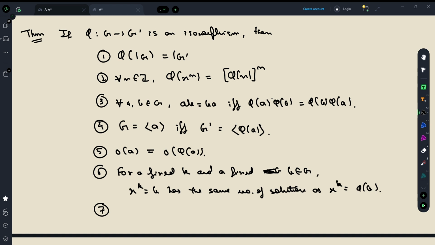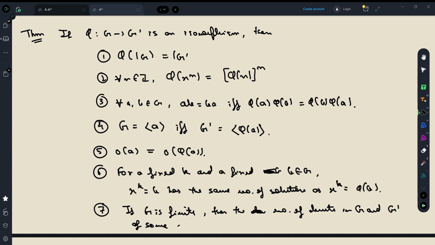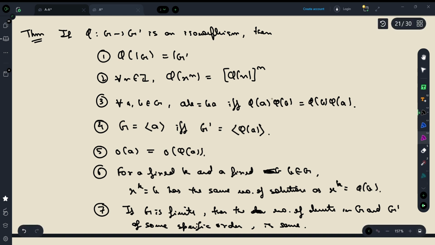And the final statement I would say is that if G is finite, then the number of elements in G and G dash of some specific order is the same. That is, suppose G has 4 elements of order 3, then G dash will also have 4 elements of order 3.